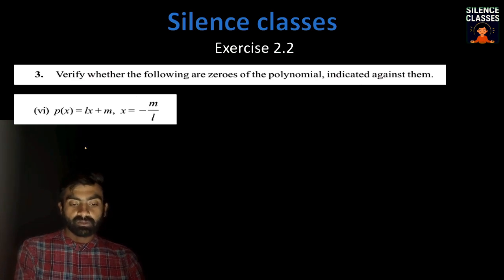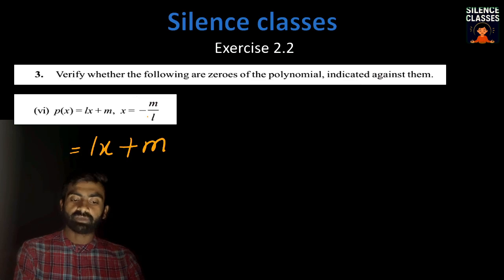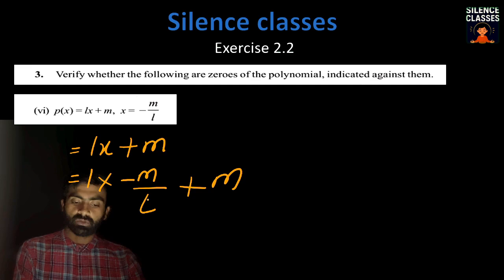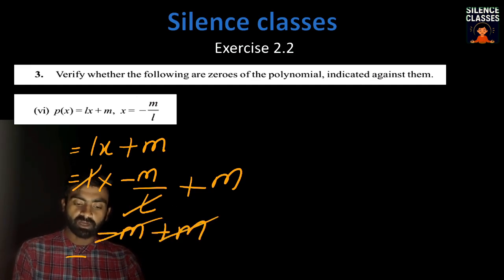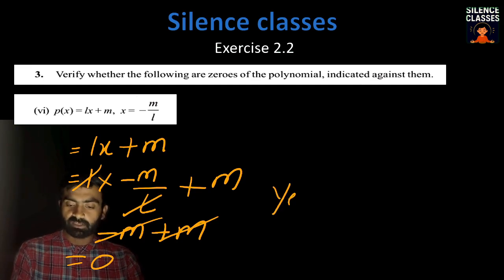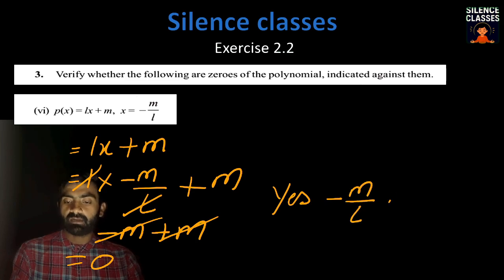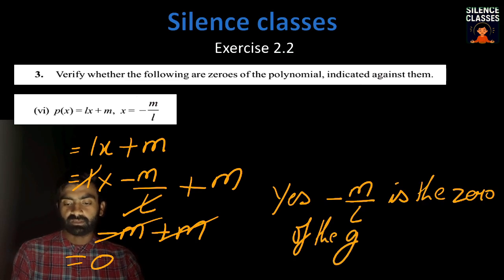Sixth one, Lx plus m. In the place of x we have to put minus m upon L, so we can write it as L multiplied by minus m upon L plus m. We can cut L out. Minus m plus m, we can also cut this out, so it will become 0. So we can say yes, minus m upon L is the 0 of the given polynomial.